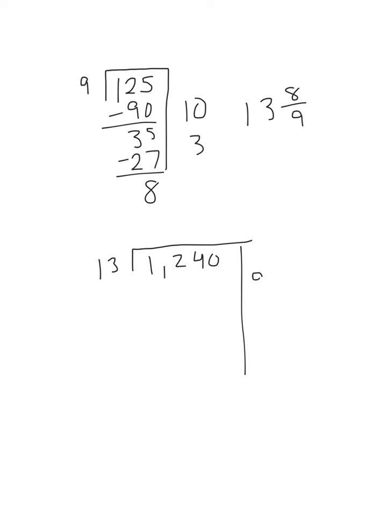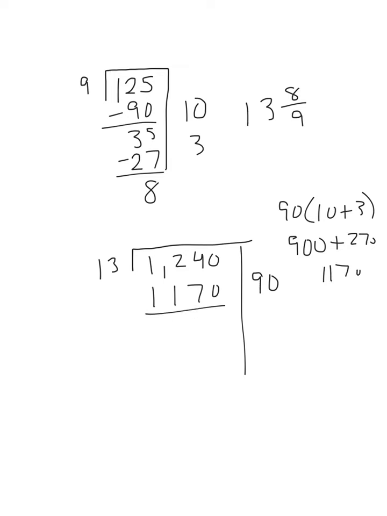So wait a second, couldn't I start with 90? Because we know 90, think about that. 90 tens is 900, right? 90 threes is 270. So wouldn't that be 1,170? So again, if we subtract, we'd be left with 70. And then we'd have, well, 13 fives, 65. So we have remainder 5, so our answer would be 95 and 5 13ths.